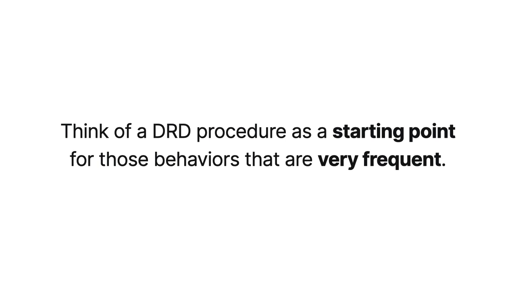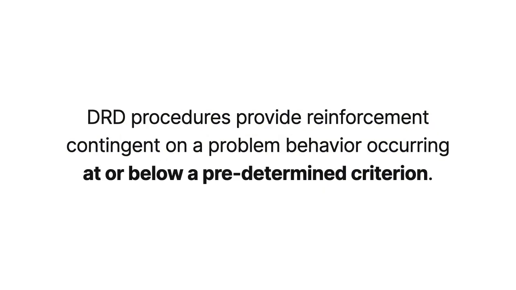If it's a problem behavior that the student engages in fairly frequently, they probably won't access reinforcement consistently if they need to refrain from engaging in the problem behavior altogether, thereby rendering it likely the student will instead engage in problem behaviors to access the reinforcement they are seeking. With DRD procedures, we provide reinforcement contingent on a problem behavior occurring at or below a predetermined criterion. This criterion gradually decreases as students engage in decreased occurrences of the problem behavior warranting the DRD procedure.